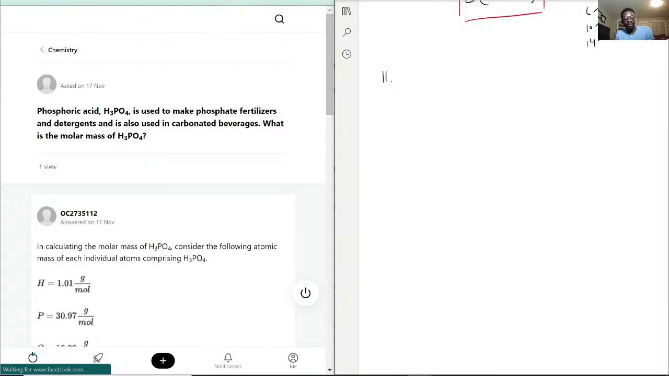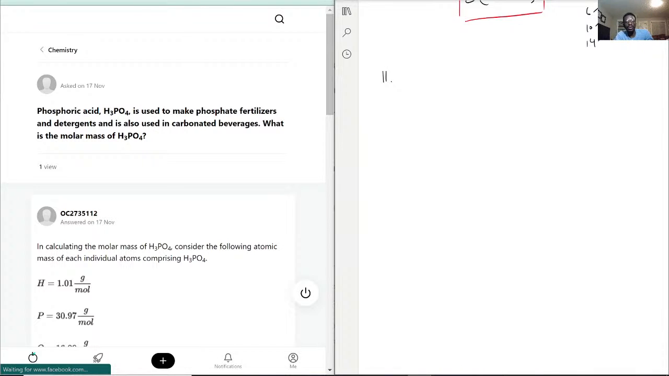Phosphoric acid, H3PO4, is used to make phosphate fertilizers and detergents, and is also used in carbonated beverages. What is the molar mass of phosphoric acid? So they were really kind here to just give us the molecular structure of this. So with that, we can really just roll with that and answer the question.